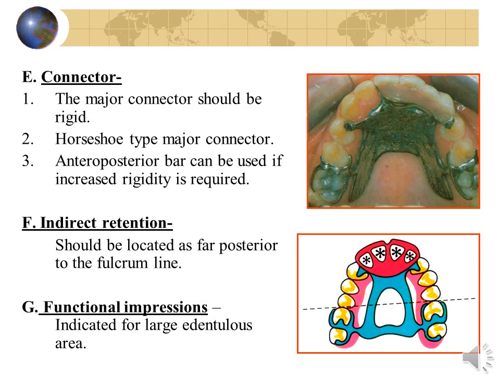Connector. The major connector should be rigid. Horseshoe shape major connector can be utilized. In case increased rigidity is required, antero-posterior bar can be considered as an option. Indirect retention should be located posterior to the fulcrum line. Functional impressions may be indicated if the edentulous area is large.